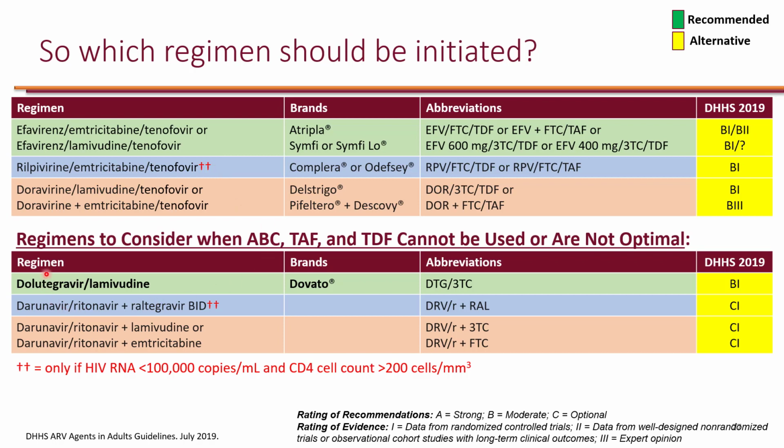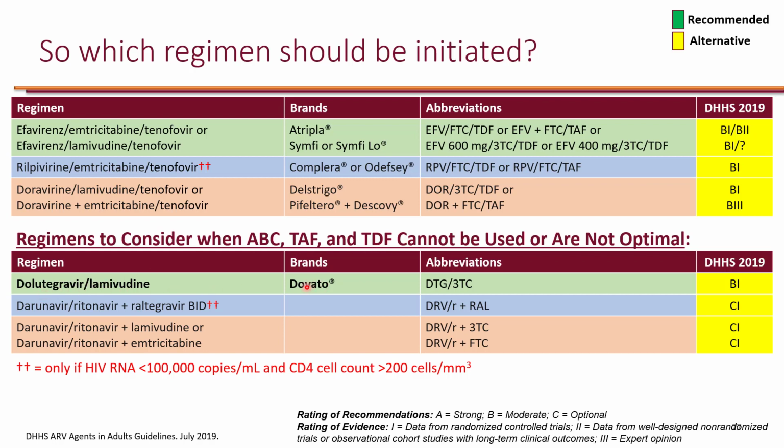And lastly, we have regimens to consider when abacavir, TAF, and TDF cannot be used. So of course, abacavir cannot be used if someone is HLA-B*5701 positive. It's also associated with cardiovascular disease. So if someone does have underlying cardiovascular disease, it's also not recommended to use abacavir. And with TDF and TAF, patients, especially older patients who either have osteoporosis or CKD or both, these are not the best things to use in them. So we might have better options.